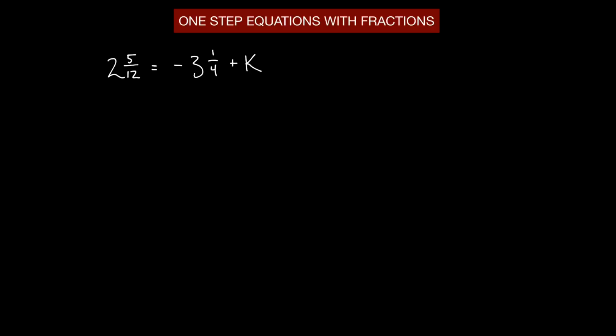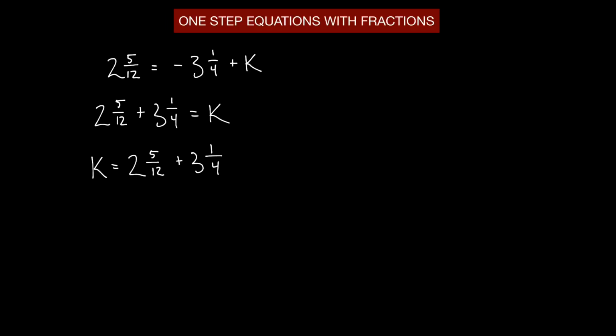Okay, 2 5/12 equals -3 1/4 plus k. A simple thing to do to get k by itself, we're simply going to add 3 1/4 to both sides. So that gives us 2 5/12 plus 3 1/4 equals k. Or we could say that k equals 2 5/12 plus 3 1/4. Now to solve for this, we're going to do our vertically and crosswise again.